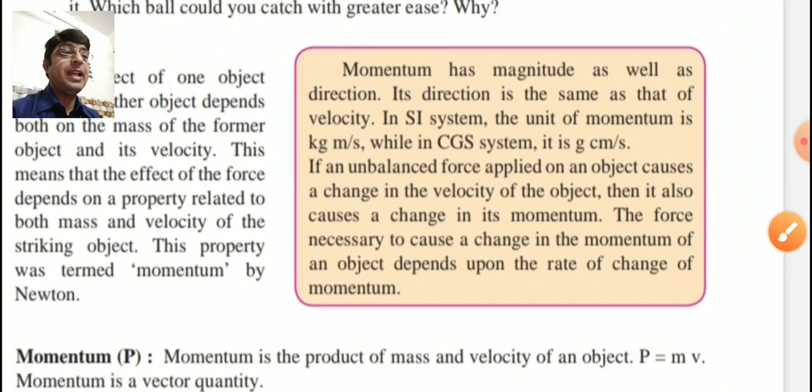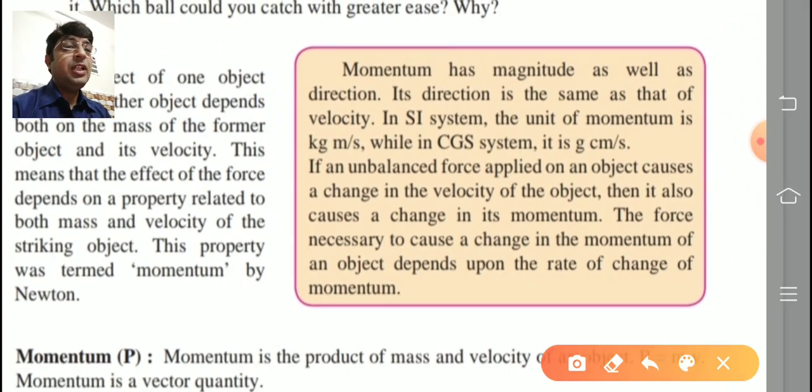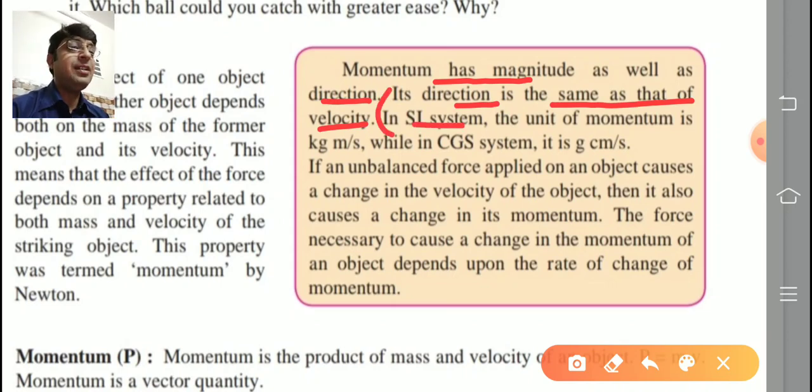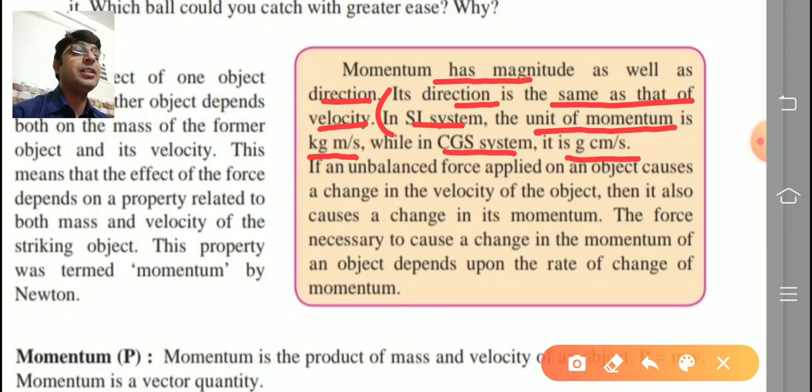What is the SI and CGS unit of momentum? Now, momentum has a magnitude as well as direction. Its direction is the same as that of velocity. So in the SI system, what is the unit? Underline: the unit of momentum is kilogram meter per second. And in the CGS system, the unit of momentum is gram centimeter per second.